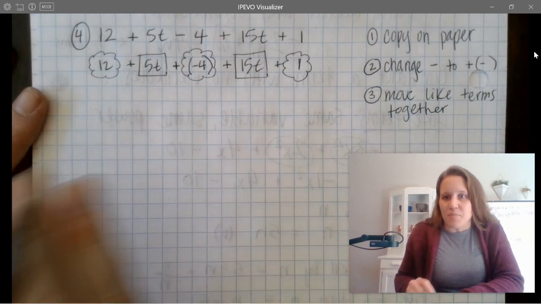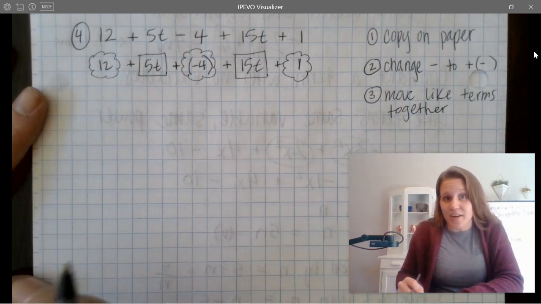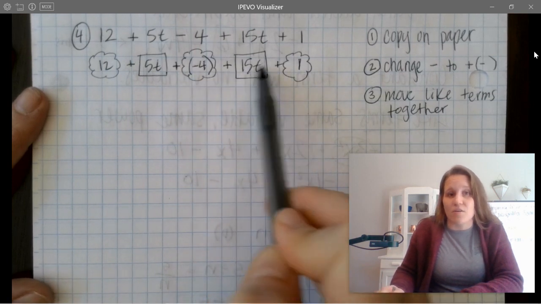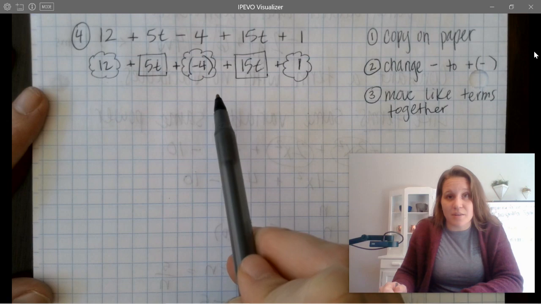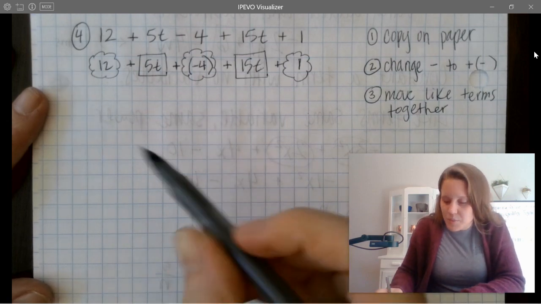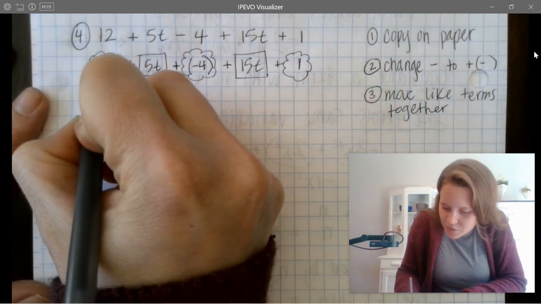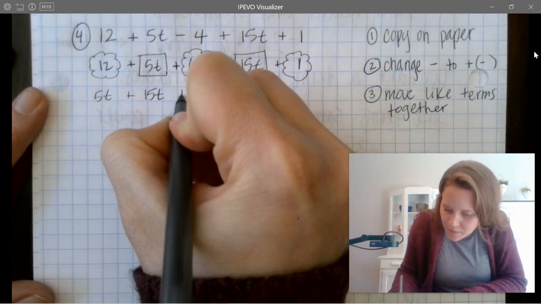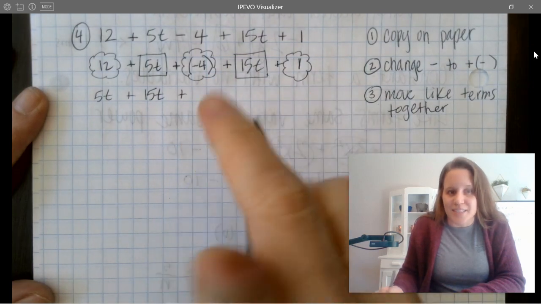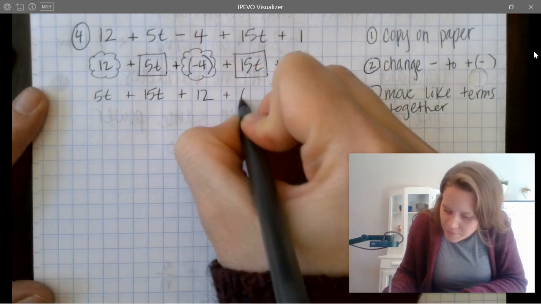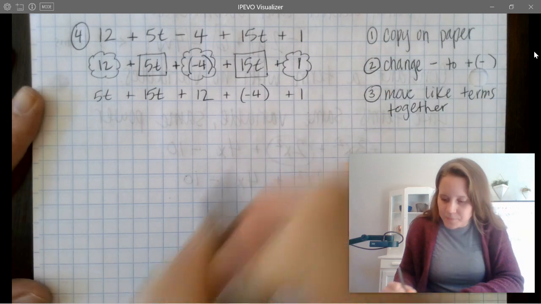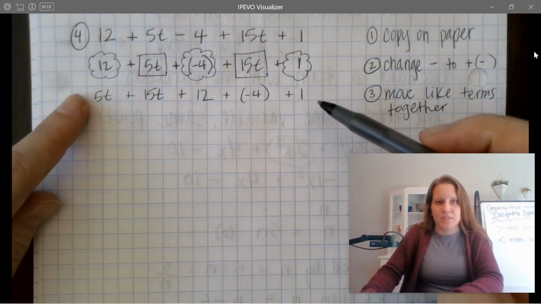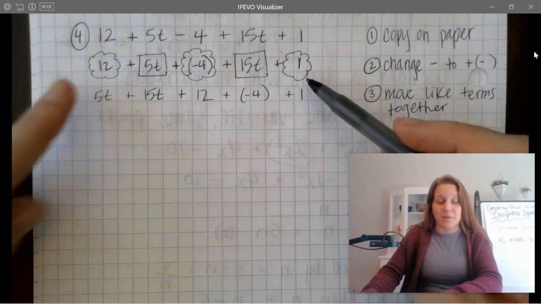So I'm going to go ahead and move the like terms next to each other. I can do this because I have only addition throughout my expression. So addition is commutative. I can change its order without changing the value of the expression. So I'm going to go ahead and move the variable terms together. So 5t plus 15t. And then I'm going to put all of the constant terms together. Plus 12, plus negative 4, plus 1. I think it's really helpful if you have highlighters or colored pencils to color code these too. That could be really helpful.